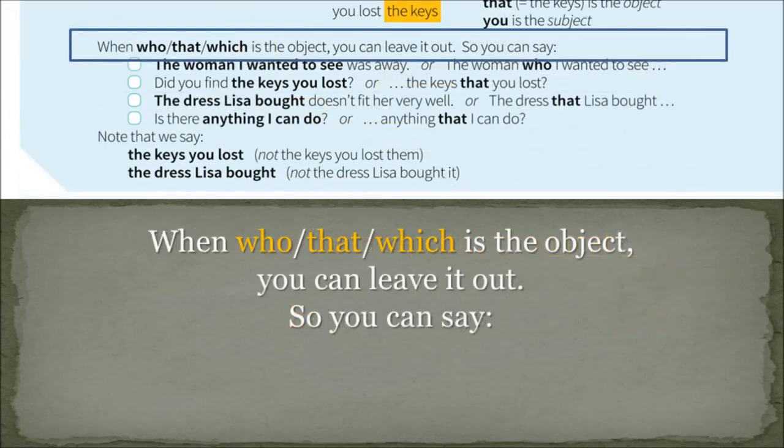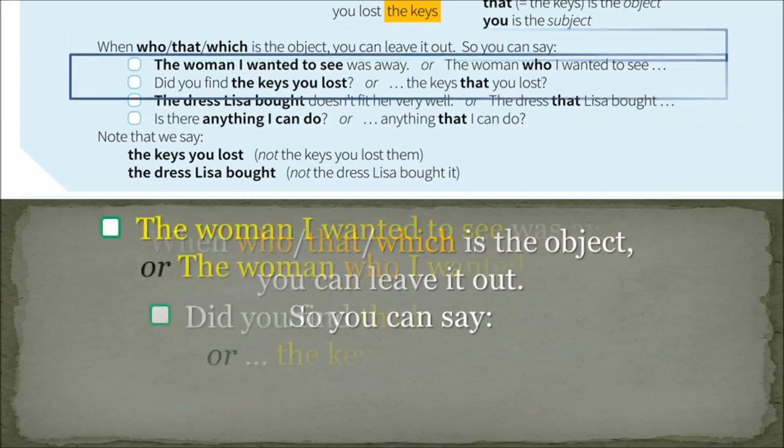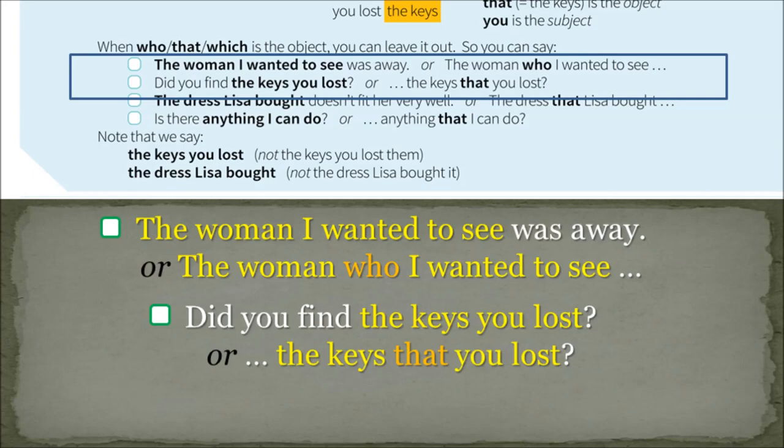When who, that, which is the object, you can leave it out. So you can say, the woman I wanted to see was away. Or, the woman who I wanted to see was away. Did you find the keys you lost? Or, did you find the keys that you lost?